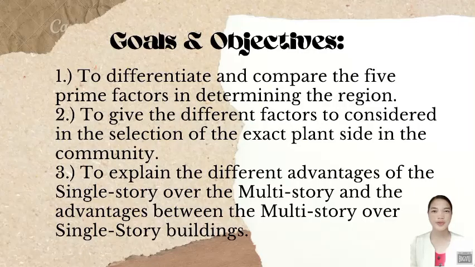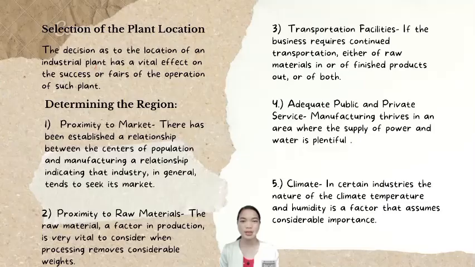Goals and objectives. First, to differentiate and compare the five prime factors in determining the region. Second, to give the different factors to consider in the selection of the exact plant site in the community. And lastly, to explain the different advantages of the single-story over the multi-story and the advantages of the multi-story over single-story buildings.